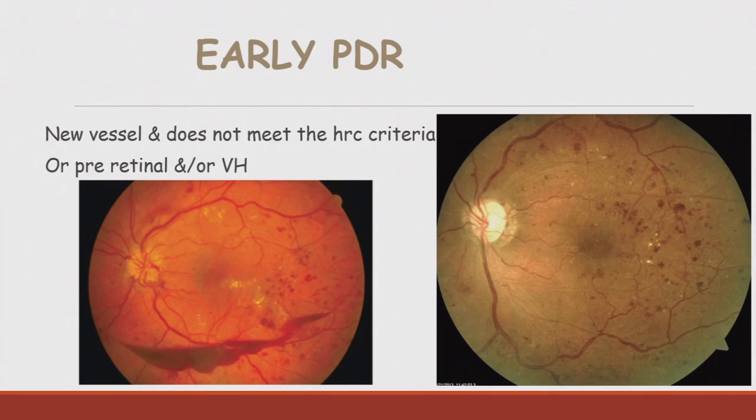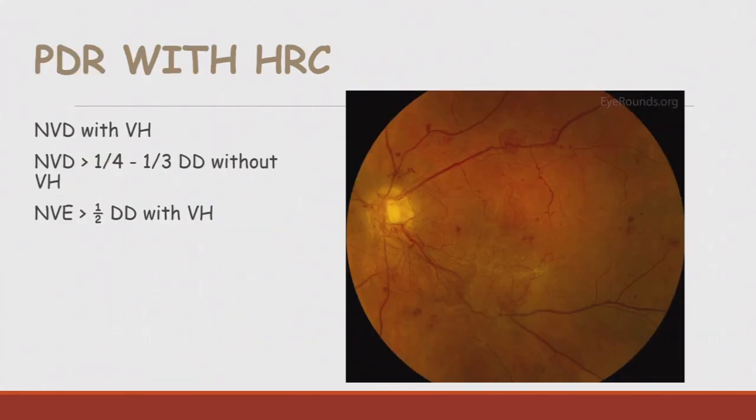So this is a case of early PDR where you can see a small NVE, and this is a case of pre-retinal hemorrhage without any NVE. These are all images of early PDR.